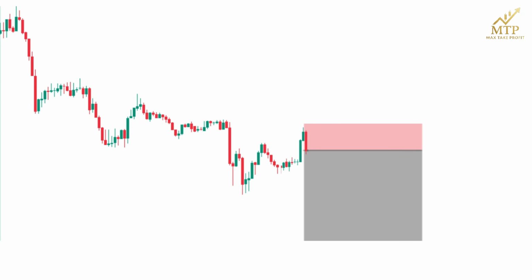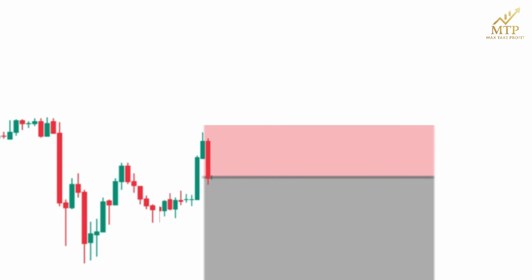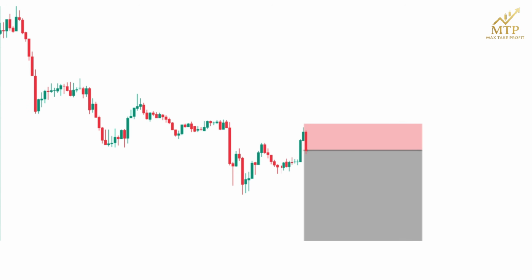Keep it simple. Stop loss placement. Your stop loss goes above the last high if you're selling, or below the last low if you're buying. Always give it a little breathing space to avoid getting wicked out. Take profits. For your take profits, set multiple levels. TP1, the next structural point or liquidity zone. TP2, a stronger area like an old support or resistance. Secure some profits at TP1, then let the rest run. That's how you build high RR trades without stress.